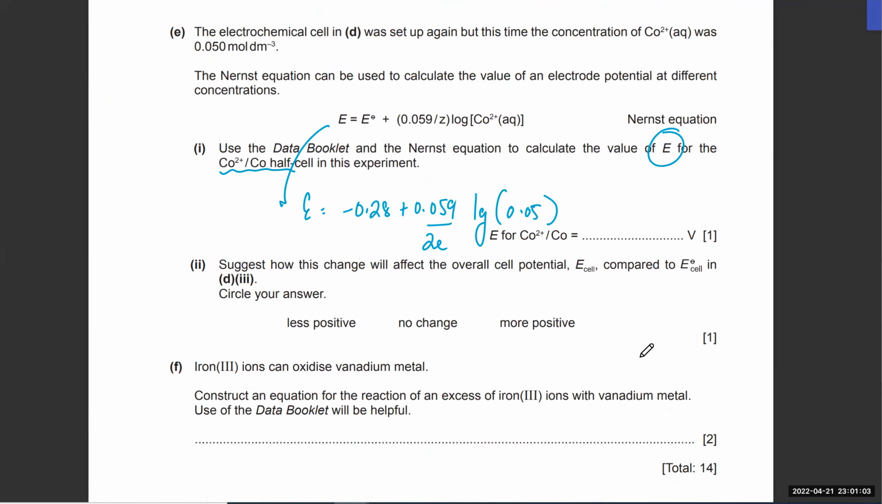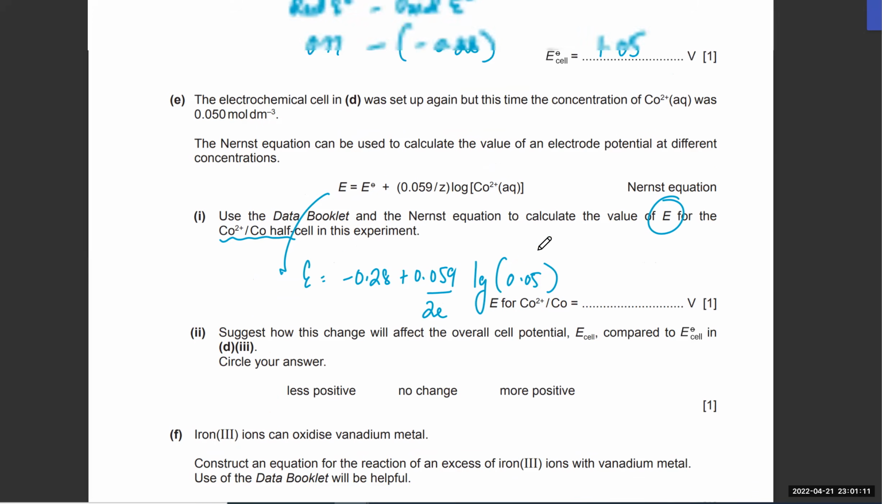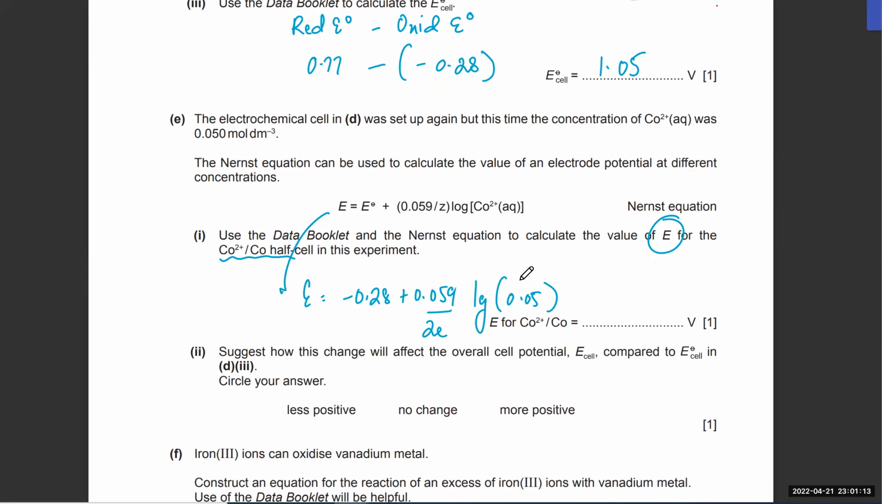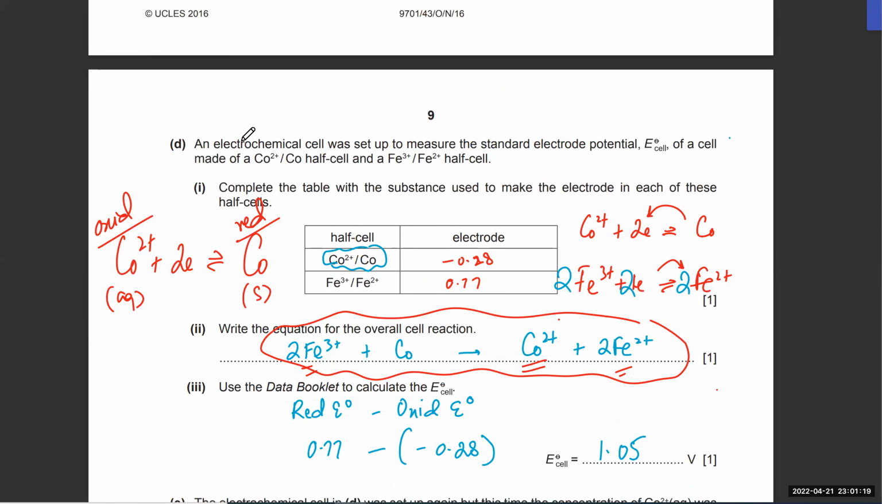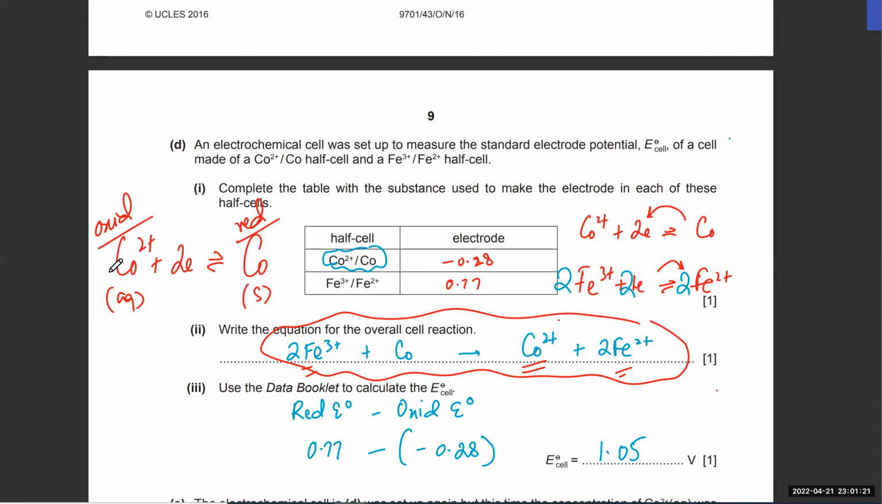Next: suggest how this change will affect the overall cell potential compared to E naught cell. I said they're decreasing the cobalt ion concentration, right? So where would the equilibrium shift if you decrease cobalt ion concentration? It's going to shift in the backward direction. Backward. So is it going to become more negative or more positive? More positive. No, it's going to be more negative.